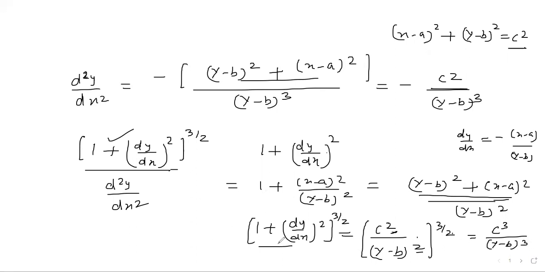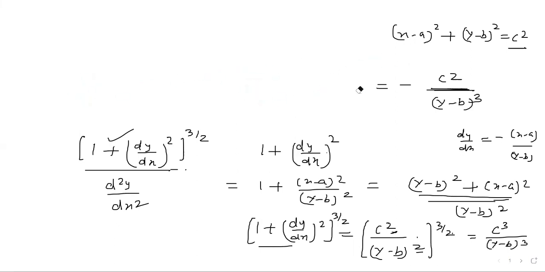So we have got (1 + (dy/dx)²)^(3/2) equal to c³ divided by (y − b)³, and d²y/dx² is equal to minus c² divided by (y − b)³. So we put these values here. So when we put these values, then what do we get?